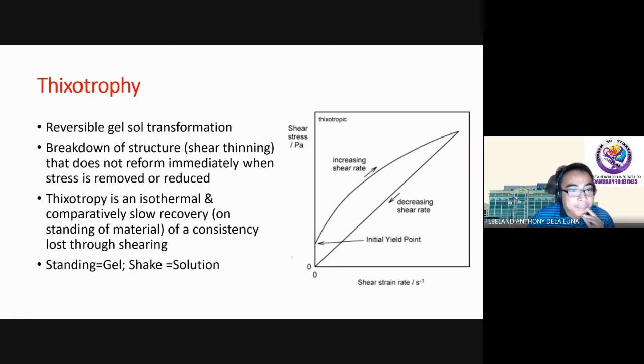Are we clear? Okay, ulitin ko sorry, let me explain further. So the breakdown of the structure, it's shear thinning class, okay, that does not reform immediately when stress is removed or reduced. Thixotropy class, thixotropy is an isothermal and comparatively slow recovery on standing of material of a consistency lost through shearing. Okay, what do I mean by this? If I leave it alone class, it's gel. Okay, gel yung structure niya, like ketchup, right? Kung notice nyo class, konting alog-alog yung ganyan, di ba? Para siyang gel. Para siyang gulaman.